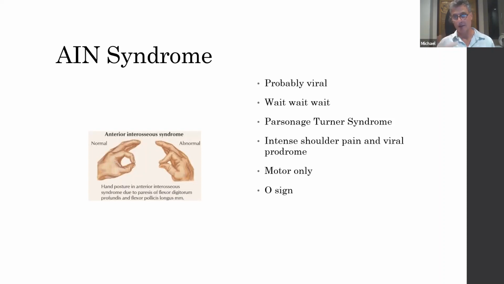Often they've had a viral illness a week or 10 days before. And they wake up with this severe burning pain. Eventually the pain settles, leaving some sort of sensory or motor deficit. In this particular case, the AIN is motor only. And the well-described thing is the inability to do the O sign because you need FPL and FDP to index. So if they can't do that, it's a very quick screening test for the AIN.